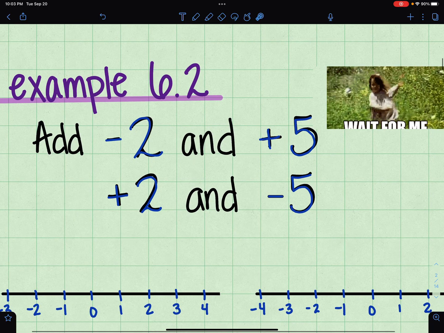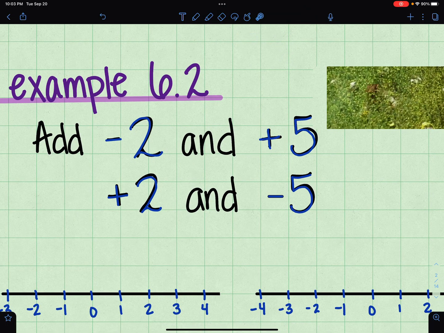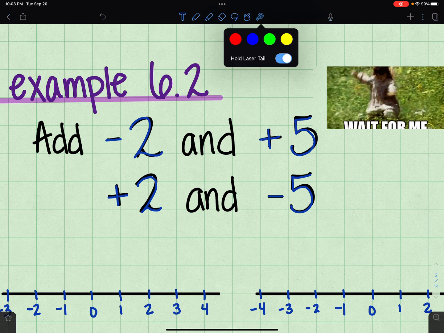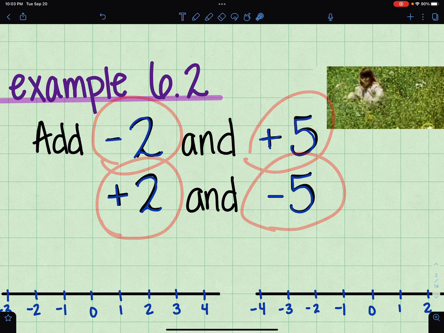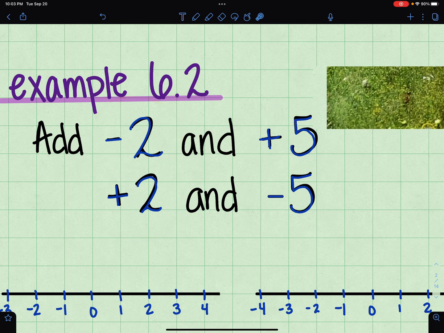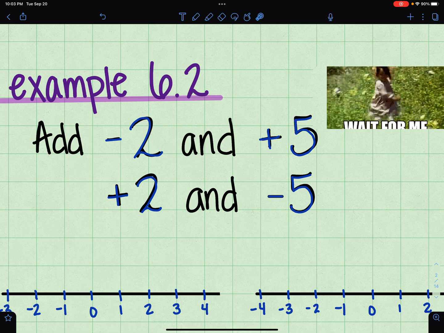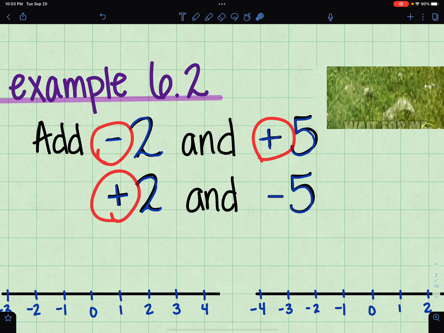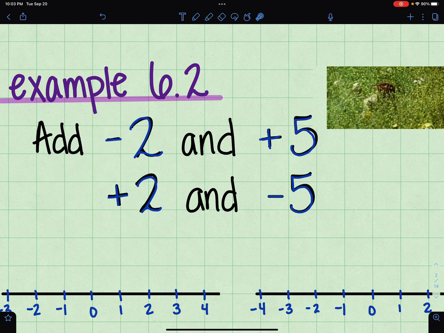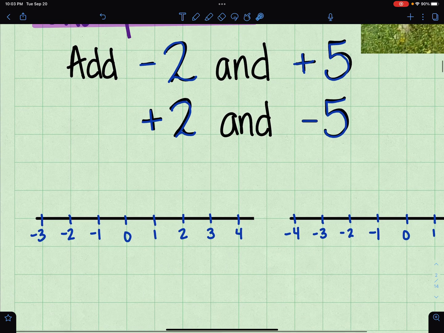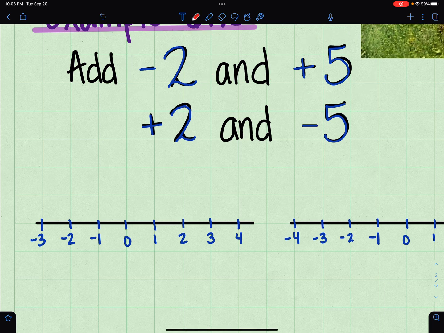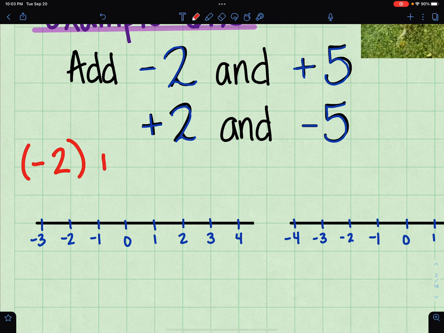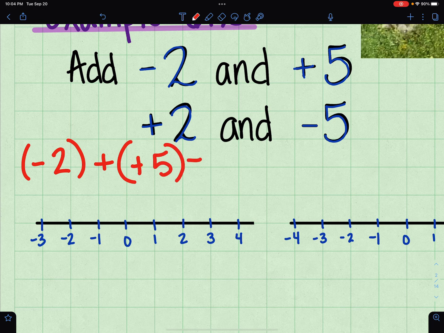Okay, so we're going to add negative 2 and positive 5, and positive 2 and negative 5. Now, the first rule that we just came up with, rule number 1, does not apply here because now we have a negative and a positive. So we're going to go through it the old-fashioned way, which is on a number line. So let's start with the negative 2 and the positive 5. If we're writing that another way, it's going to be negative 2 plus positive 5 equals what? Let's figure it out on the number line.